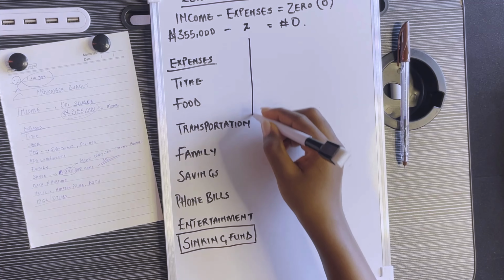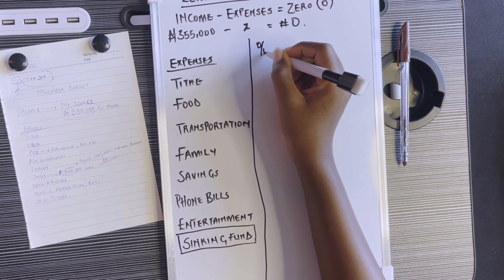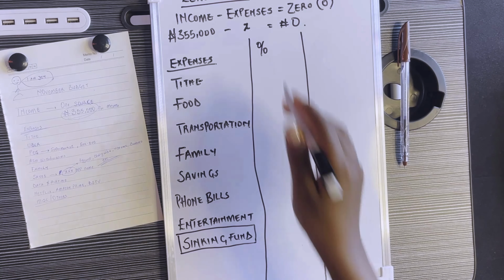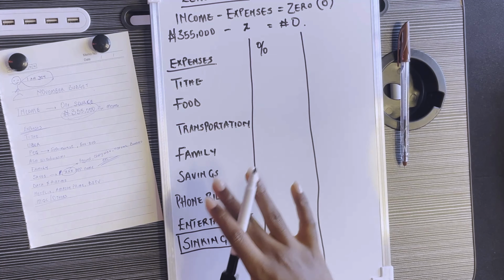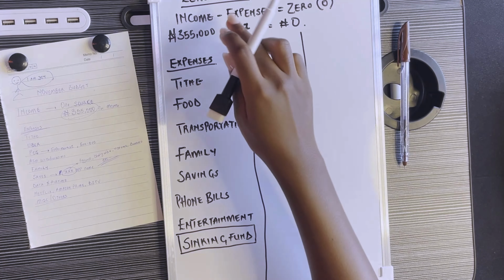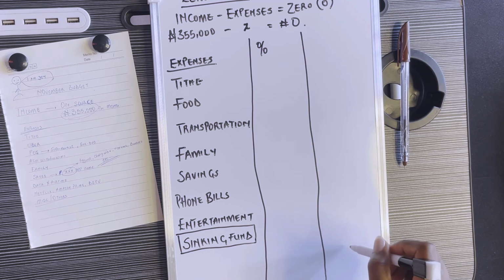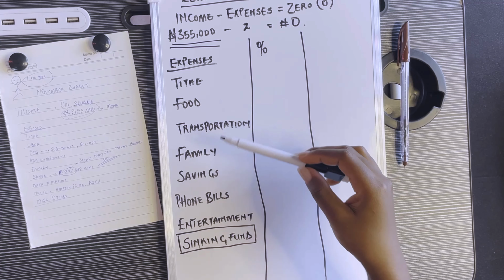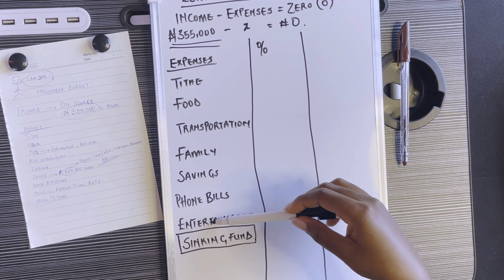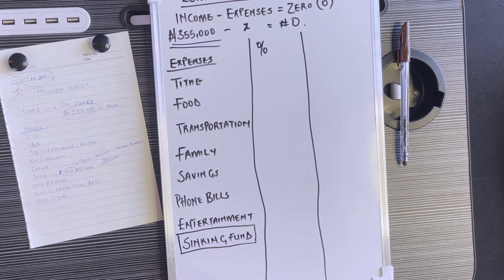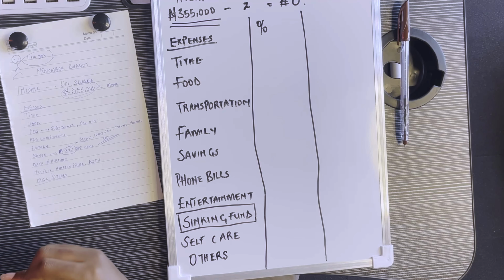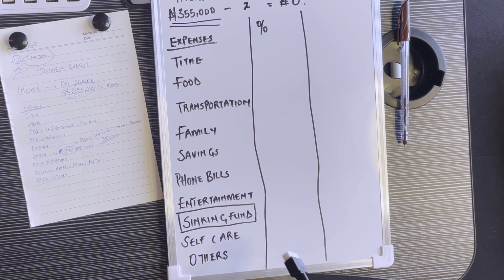I am a big fan of using percentages to determine what you spend your money on. A full percentage is 100, so whatever we're allocating to each of these expenses must add up to 100%, so that when you do the math the amounts also sum up to 355,000 naira. That is tithes, food, transportation, family, savings, phone bills, entertainment, sinking fund, self-care. If I am Joy, I will have something called others. Others is basically those urgent 2k that people request for. I have an allocation for others.